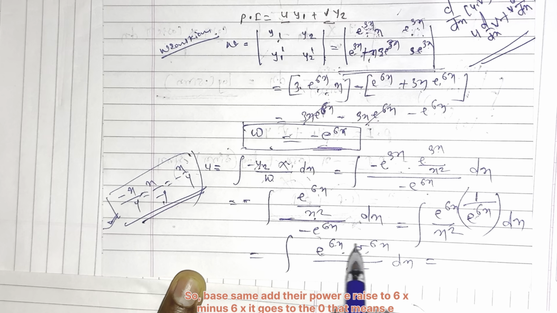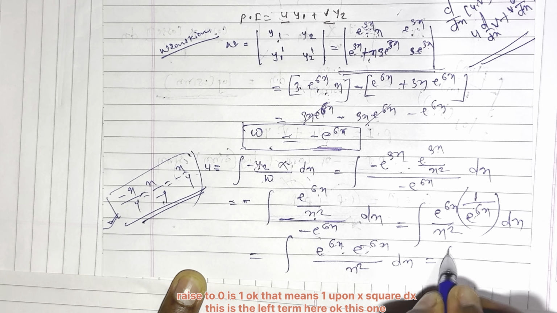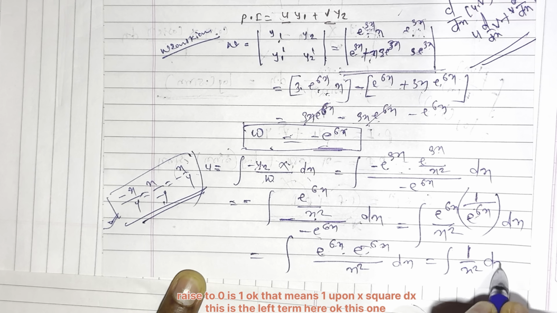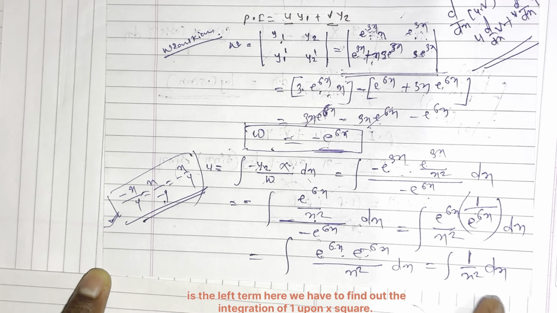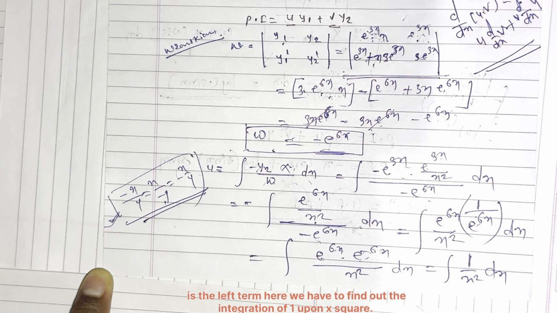So base same, add their power, e raised to 6x minus 6x goes to 0. That means e raised to 0 is 1. That means 1 upon x square dx. This is the left term here. We have to find out the integration of 1 upon x square.